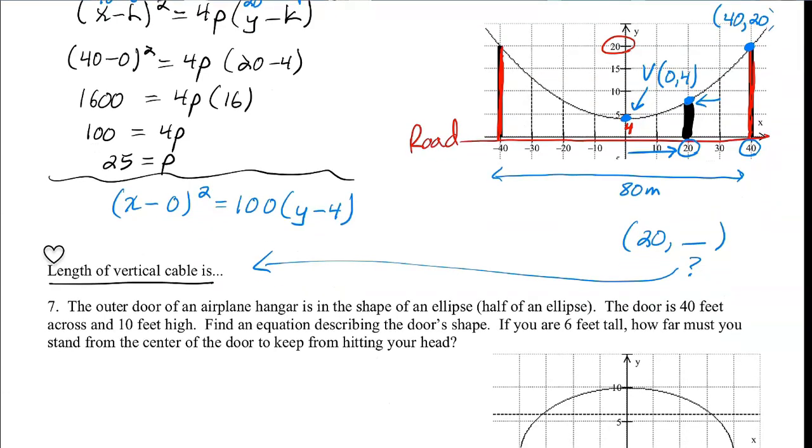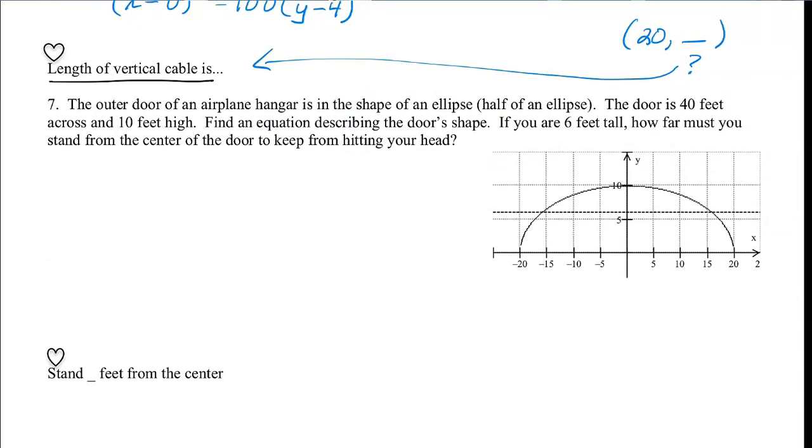Let's look at our last question. The outer door of an airplane hangar is in the shape of an ellipse, more specifically a half an ellipse. So here you can see the ellipse, where this line is the ground, and then the plane would be going into the ellipse like that. The door is 40 feet across, so this distance is 40. We have it graphed there. It goes from -20 to +20. That's 40 feet across. And it's 10 feet high. You can see that here. It's 10 feet high.